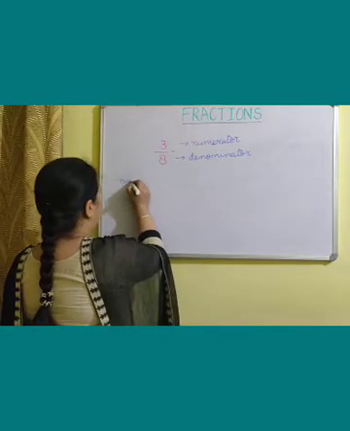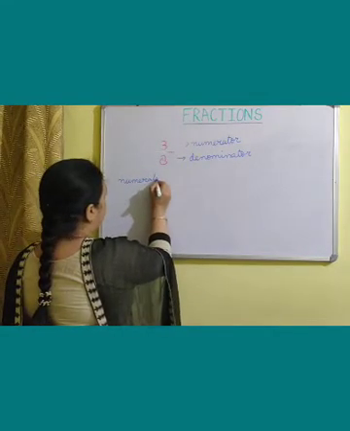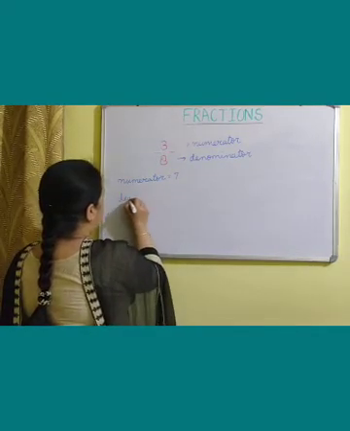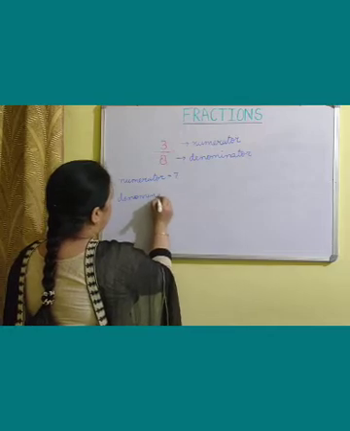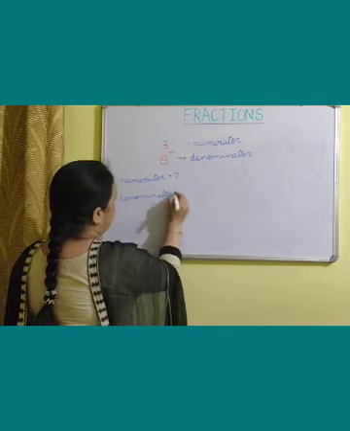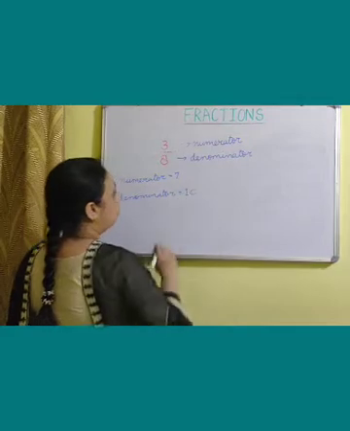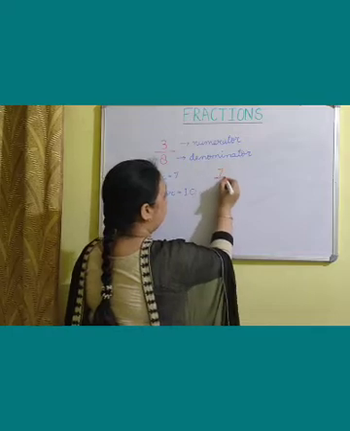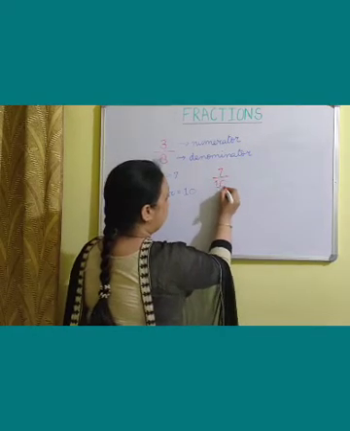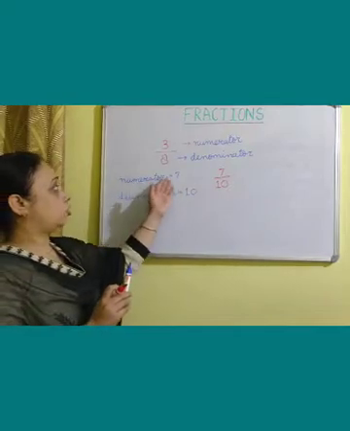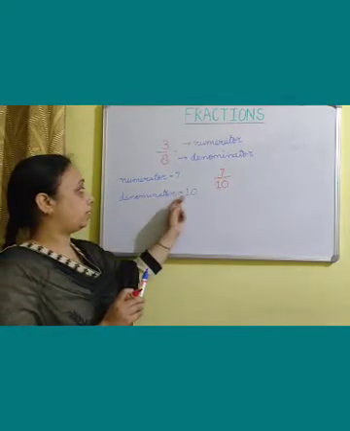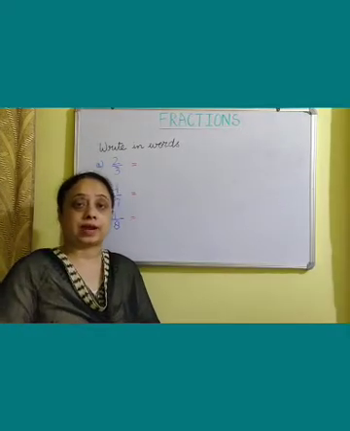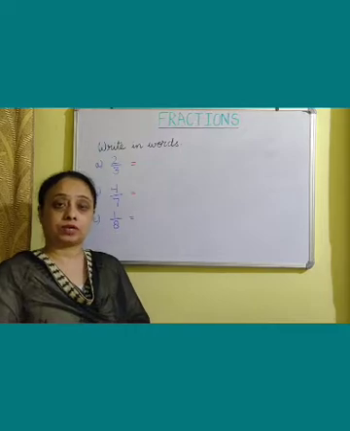Suppose your numerator is 7 and your denominator is 10, and you have to write the fraction. You will write this as 7 on top of the line and 10 below the line. Here you will place the numerator on top of the line and the denominator below the line. Now if you have to write the fraction in words, how are you going to write?